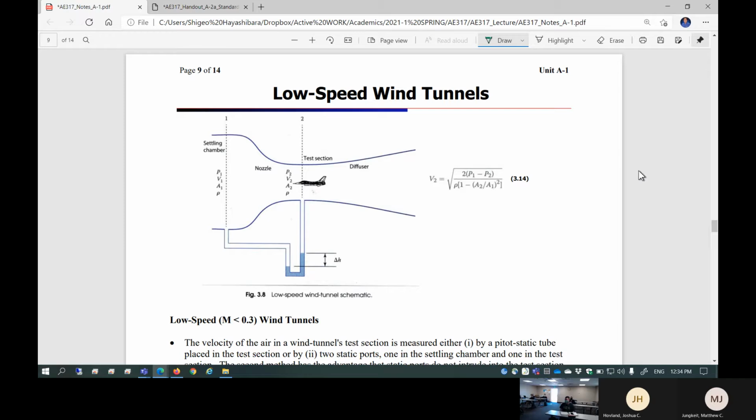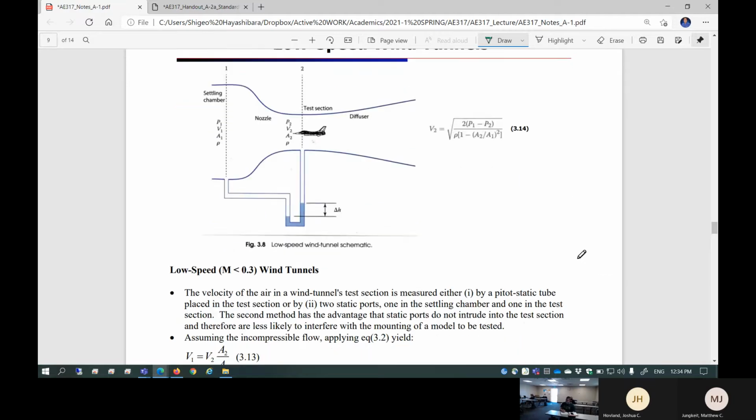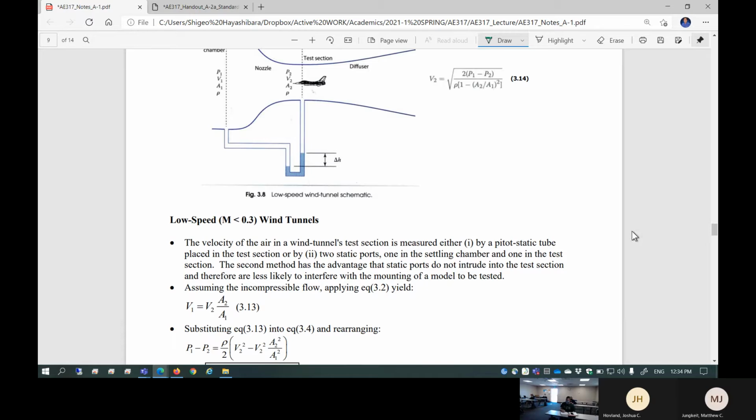Wind tunnel is actually a very simple device. It's usually controlled by Bernoulli, if it's low speed. So let's take a look at the mechanism of a low speed wind tunnel. Everything's Bernoulli, as long as the Mach number is less than 0.3. Okay, so this is a low speed wind tunnel.